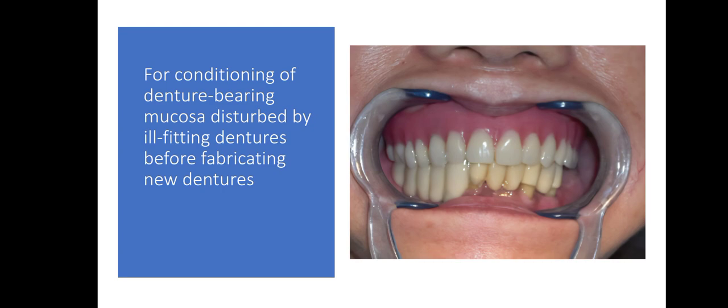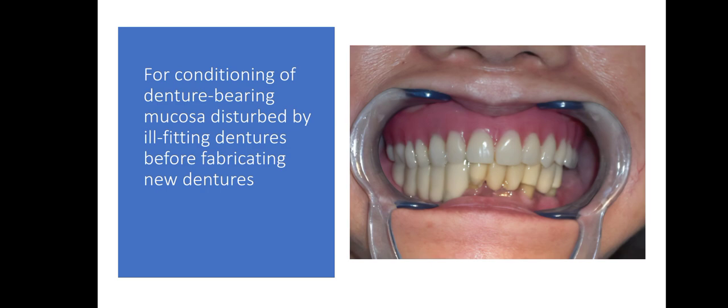The second case in which tissue conditioner is used is for conditioning of denture bearing mucosa disturbed by ill-fitting dentures before fabricating a new denture. When a patient is wearing an ill-fitting denture, the mucosa gets damaged and traumatized, and for this reason the patient is unable to wear the denture, doesn't like the denture, and finds it problematic to wear.